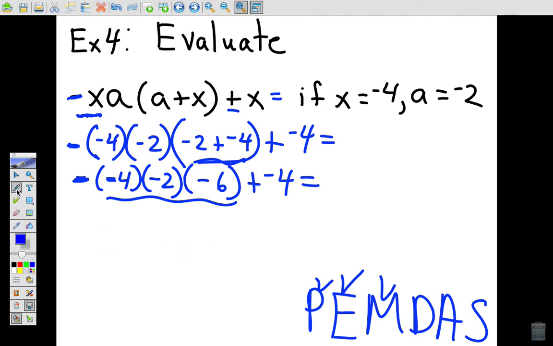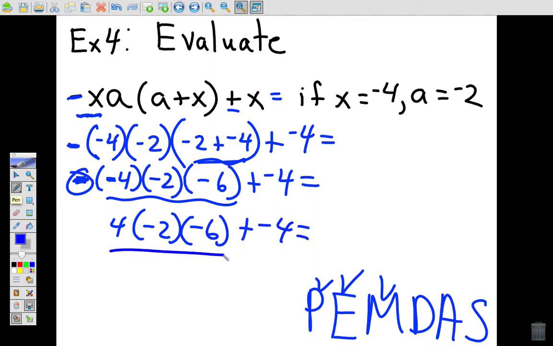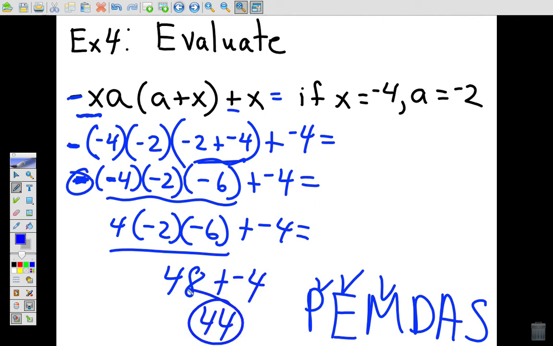Or, I could take a negative 4 times a negative 2 times a negative 6, get an answer, and then take the opposite of that. It's going to work out the same way. I'm going to take the opposite of a negative 4 first, write it as 4, times my negative 2, times my negative 6, and plus my negative 4. Okay, multiply. 4 times a negative 2 is a negative 8. Negative 8 times a negative 6, 48. Plus my negative 4, answer 44. Okay?